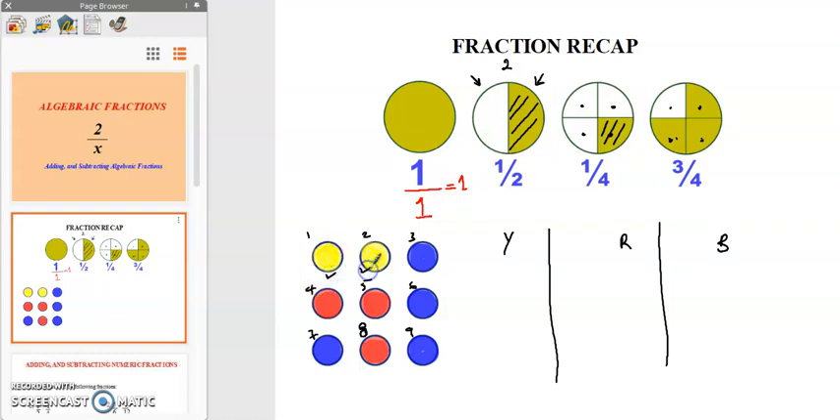This and this. That's 2 circles. So we have 2 over the total amount of circles, which we said was 9. 2 over 9. Right? How about red? 1, 2, 3. 3 red. So 3. Remember, total amount 3 over 9.